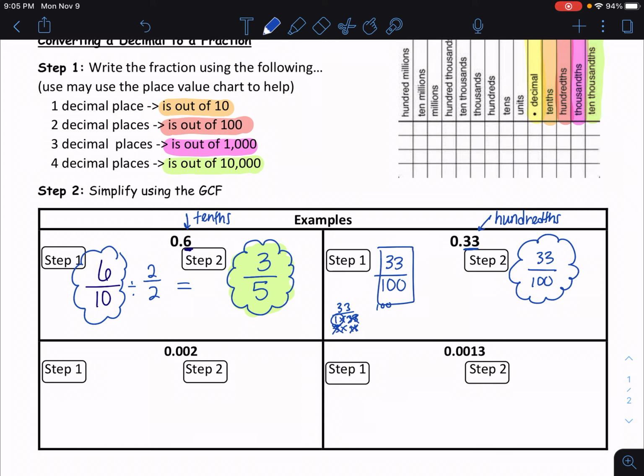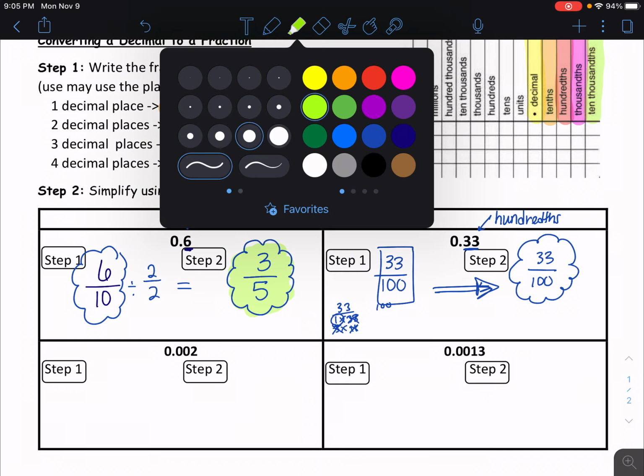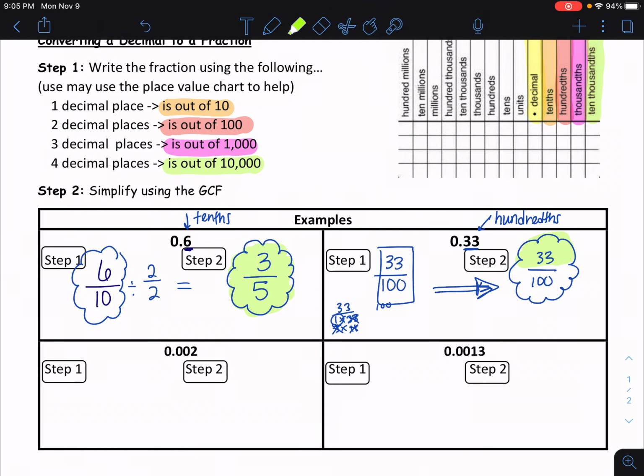So I'm starting here, and I'm ending in the same place because they have no greatest common factor. And again, this "simplified" fraction in this example is going to be our final answer.